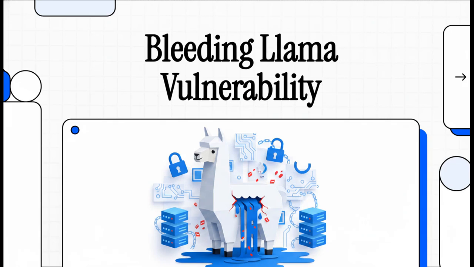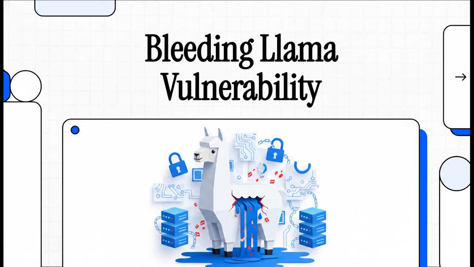All right, if your organization relies on local AI models, you're going to want to pay close attention to this. Welcome to the Explainer. Today, we're diving into a critical vulnerability dubbed Bleeding Llama. It affects Ollama, and it has massive implications for your enterprise data.